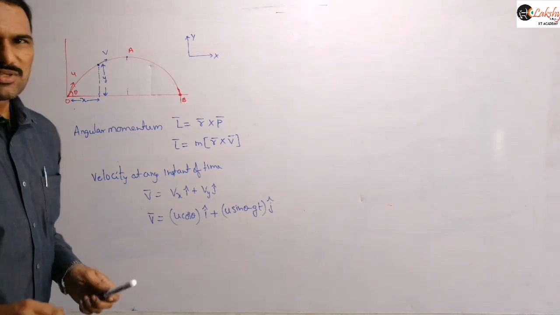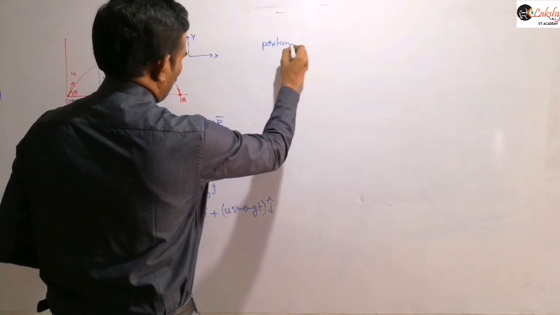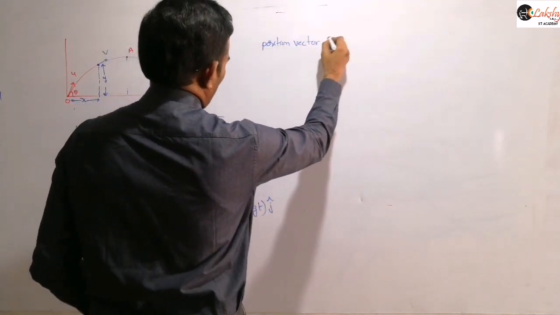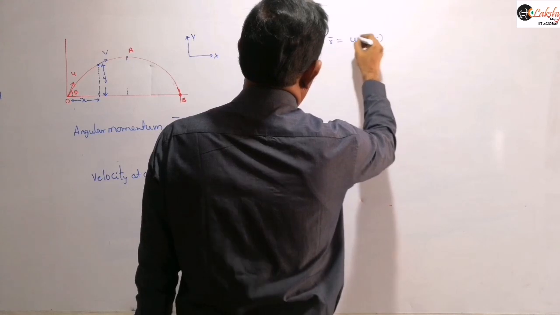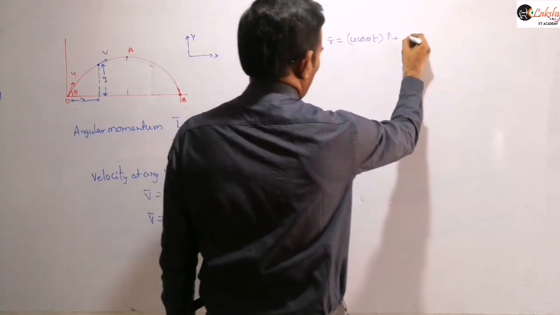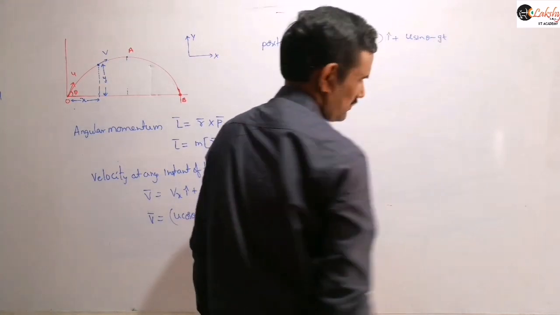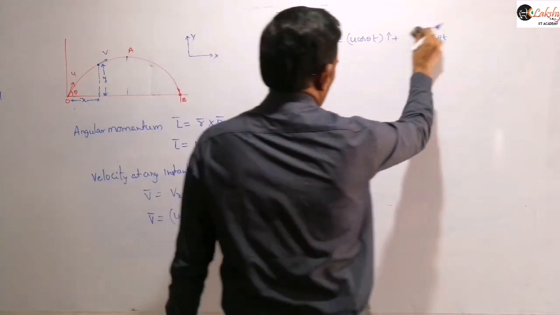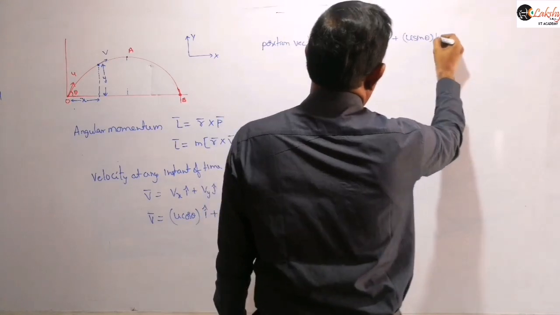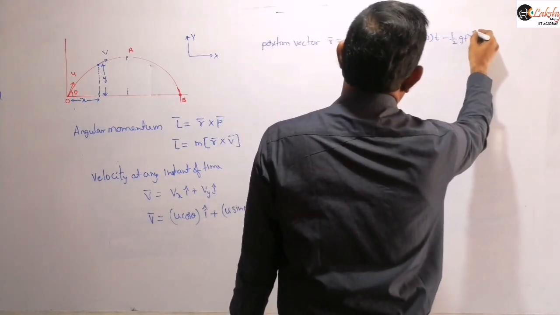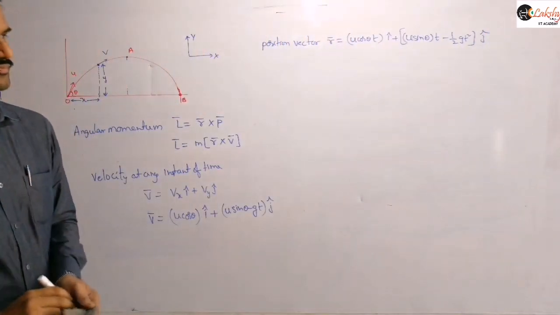And next, the position vector is similar to our previous one. So this is the position vector. R bar is equal to, directly I am writing here, u cos theta into t i cap plus, for the y component of displacement, u sin theta into t minus half g t square j cap. So now this is our position vector.